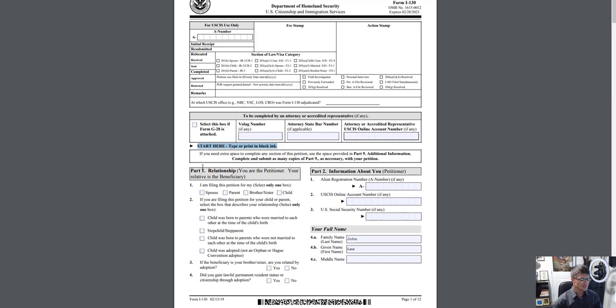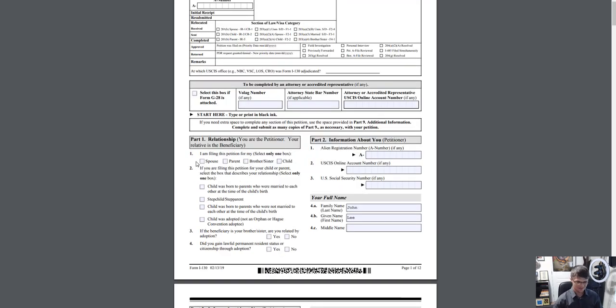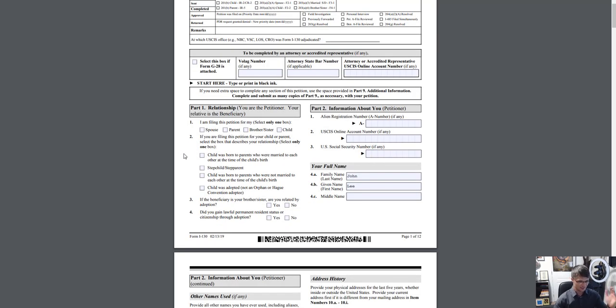So the number one very important thing, obviously, your relationship to the beneficiary for who you are filing. And you are the petitioner and your relative is the beneficiary. So let's say in my example, right, let's do brother, sister, for example. Now, if you are filing this petition for your child or parent, select the box that describes your relationship. Select only one box. None of that, I'm selecting, not for me. If your beneficiary is your brother, sister, are you related by adoption? No. If you gained lawful permanent resident status or citizenship through adoption? No.